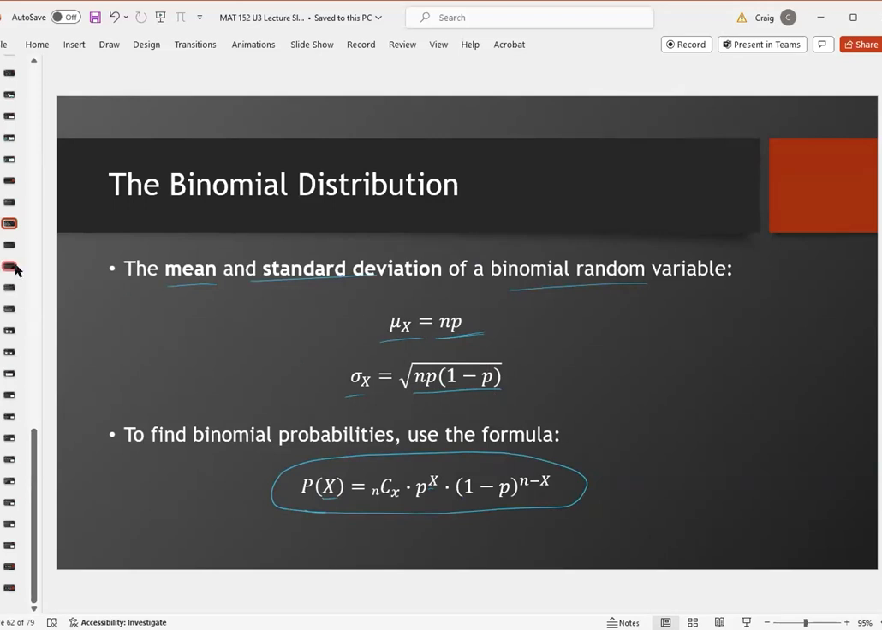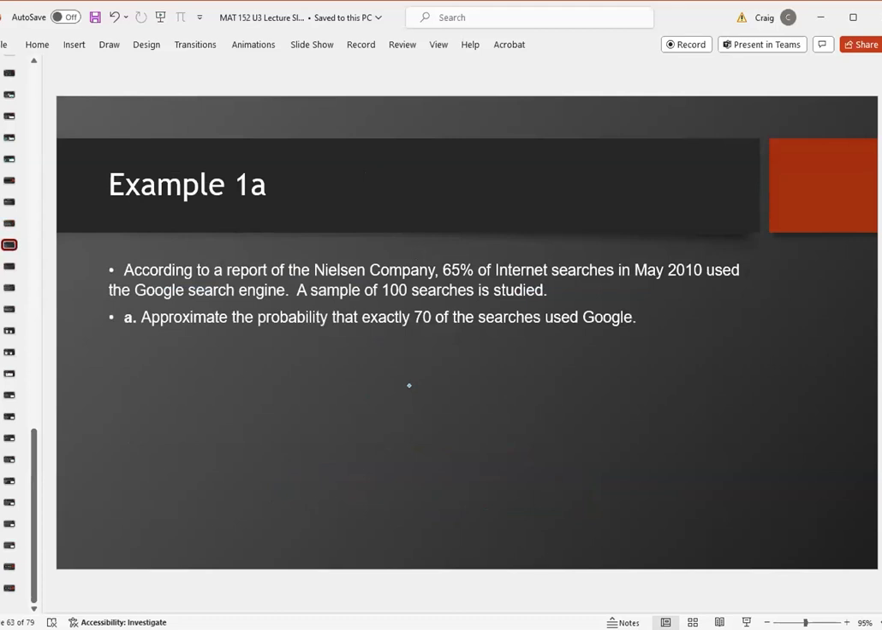So let's take a look at an example, right? According to a report from the Nielsen Company, 65% of internet searches in May 2010 used Google, right? A sample of 100 searches is studied. Approximate the probability that exactly 70 of the searches used Google. Well, so we want the probability of 70 successes. 70 of those searches, 70 of the 100 used Google, right?